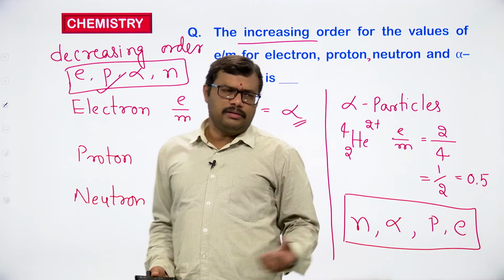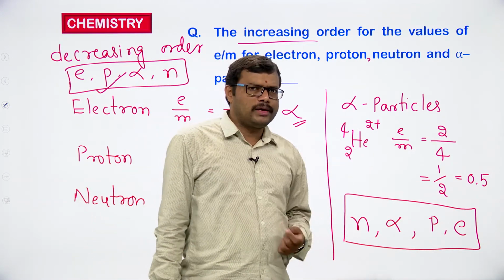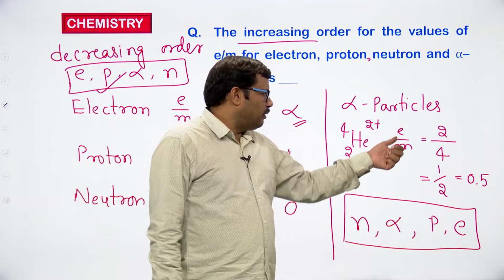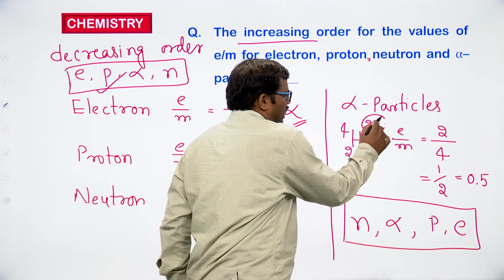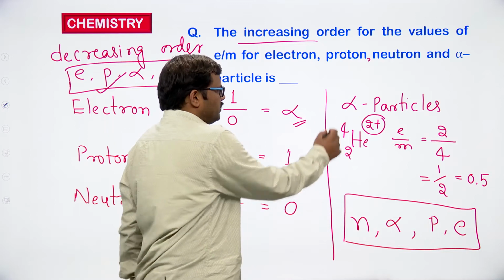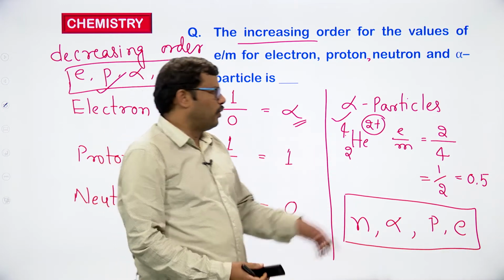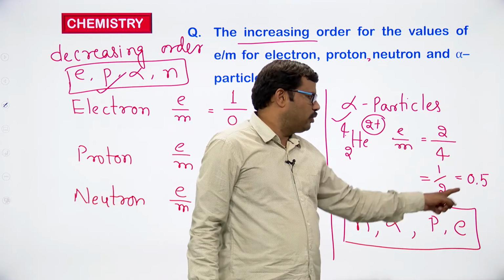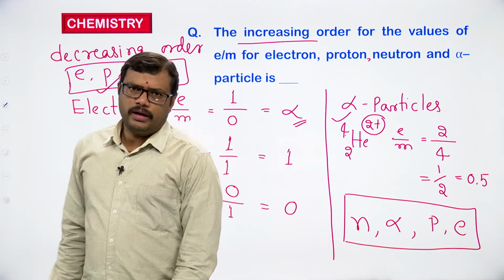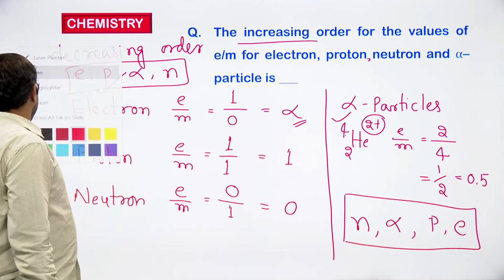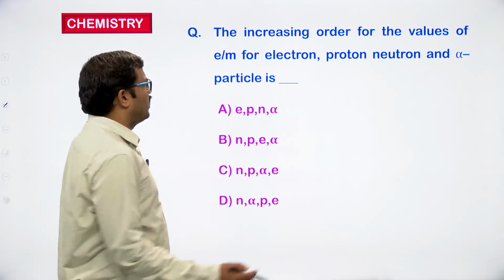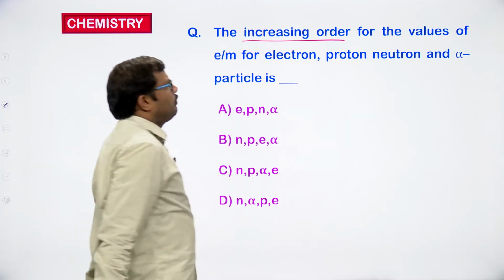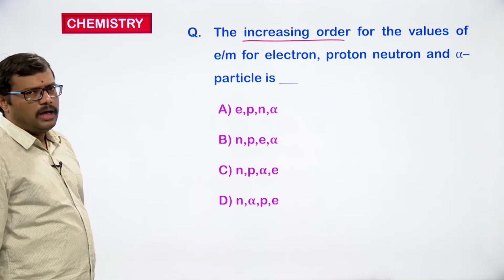Alpha particle is a helium nucleus with 2 positive charges. So the charge is 2. What is the mass? The atomic mass is 4. So 2 by 4 is 1 by 2, or 0.5. This is how we have calculated, and based on this we can easily give the increasing and decreasing orders for the E by m values of electron, proton, neutron and alpha particle.